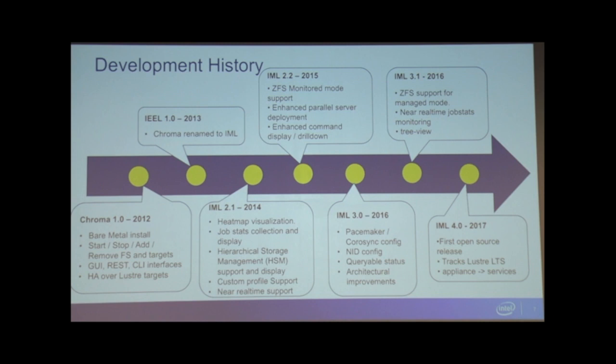Everything's licensed under the MIT license. We track against the Lustre LTS release branch. And specifically, we're trying to shift from an appliance model to useful standalone services that can be consumed individually, and IML will also go and consume those services. So that's a little bit about what IML is and its history. Now I'll talk a little bit about our roadmap for the 4.1 release and the 4.x series moving forward from that.